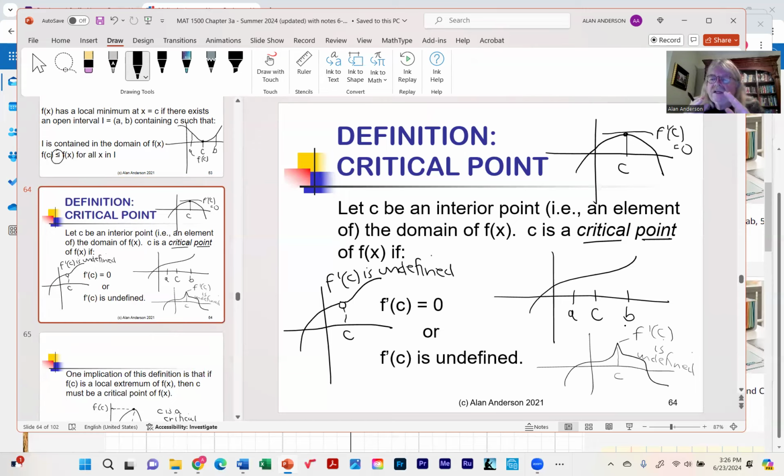So a critical point will occur at one of two places. Either the derivative is undefined, or else the tangent line is flat, meaning that the derivative has a value of zero at that point. So when we look for these maximum and minimum points, we're actually looking for the critical points that'll point them out to us. In other words, this is how we find them.